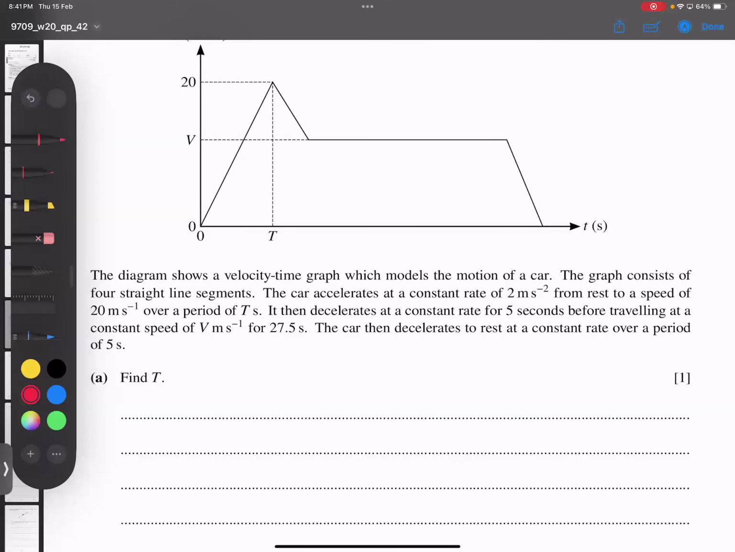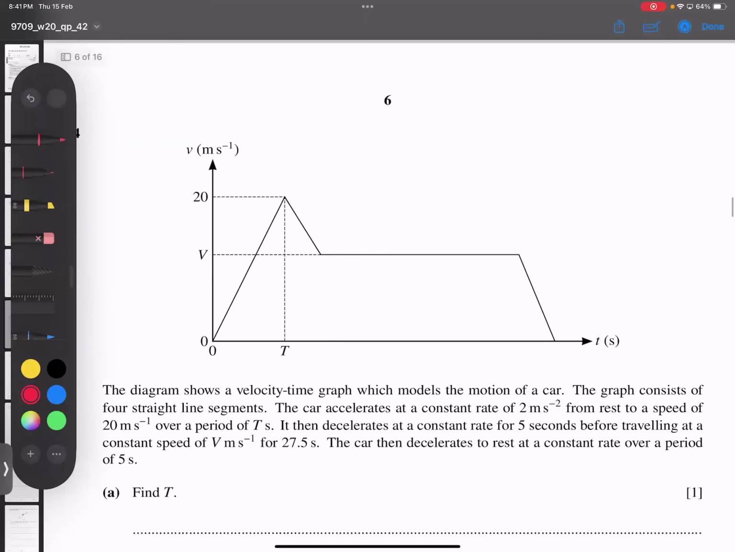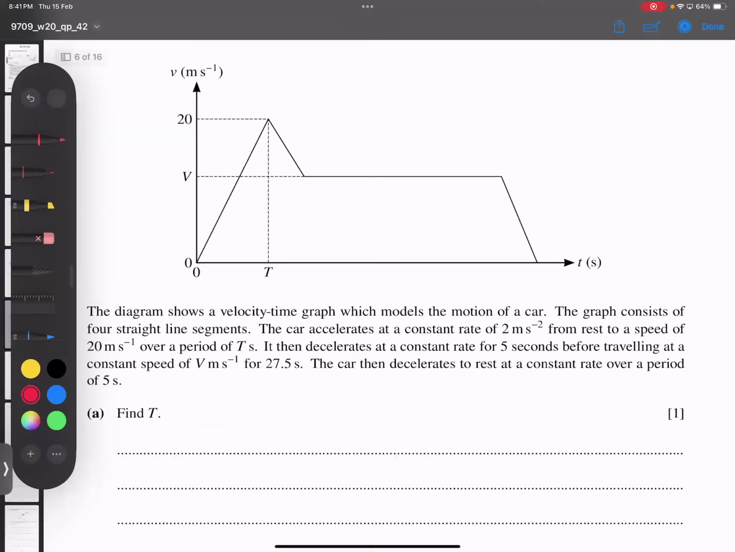Bismillah ar-Rahman ar-Rahim. This is October 2020, variant 42, question number 4. If you read the question carefully, he mentions very clearly that the car accelerates at 2. So the acceleration is 2.